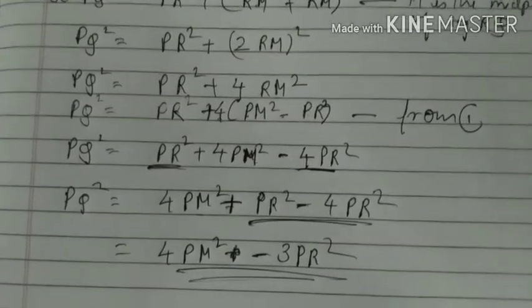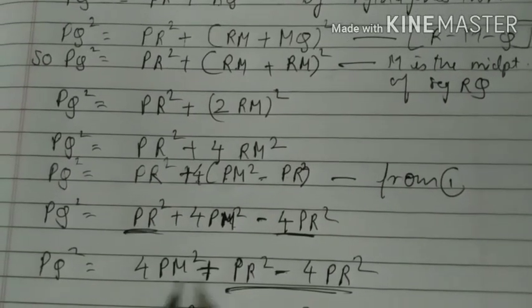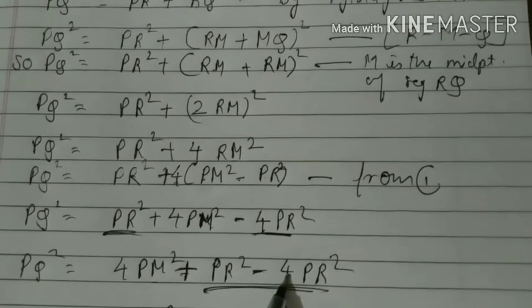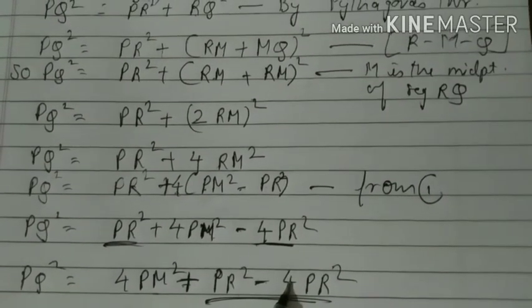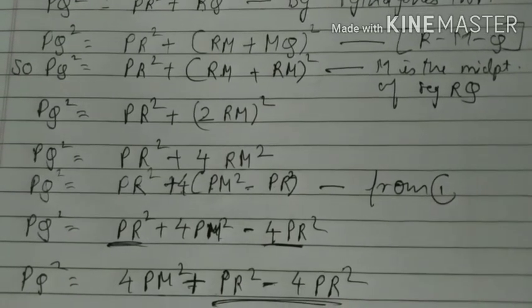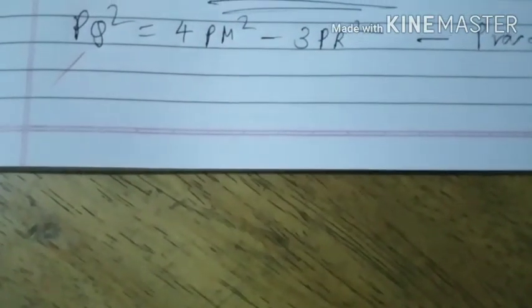Hence it is proved. See students, 1 minus 4 becomes minus 3. So PQ square will be equal to 4 PM square minus 3 PR square, which is proved.